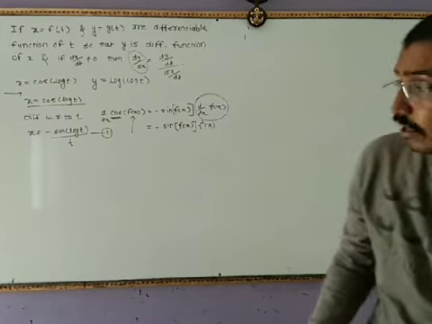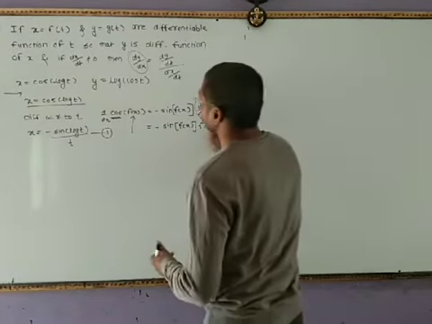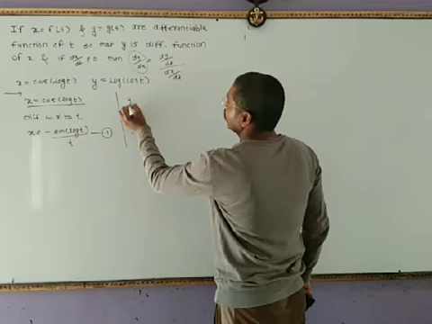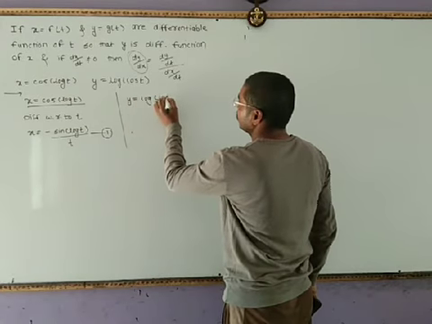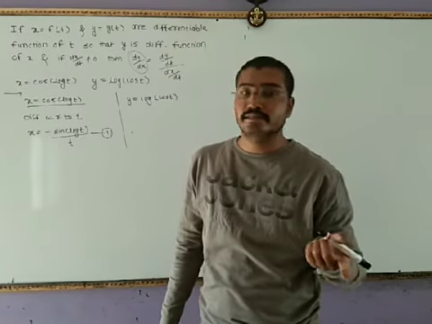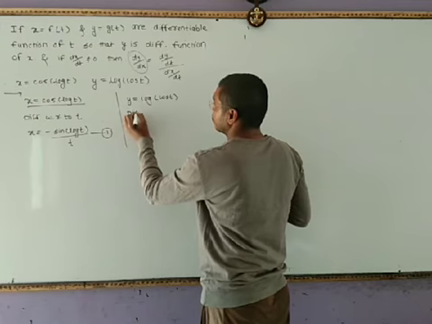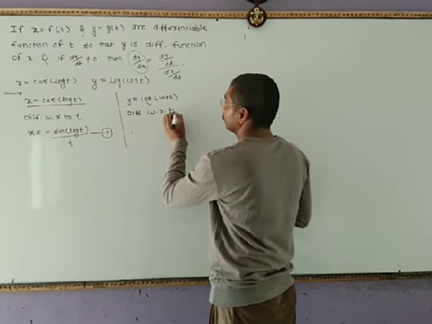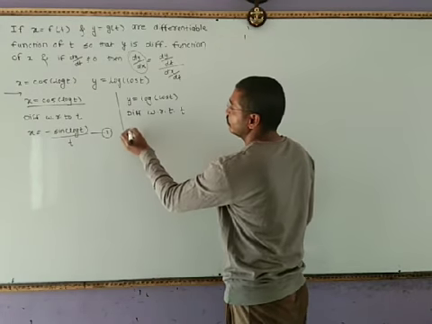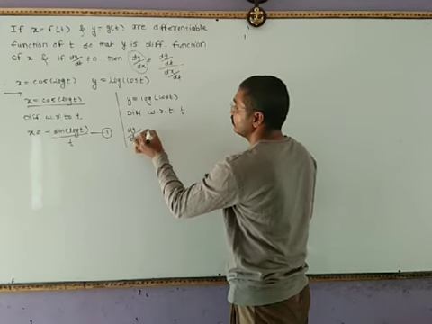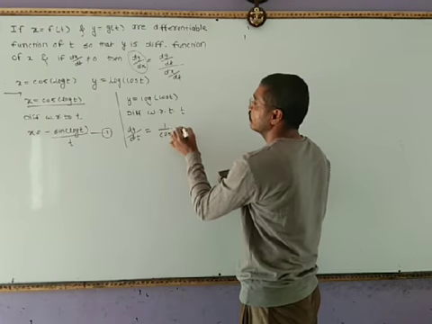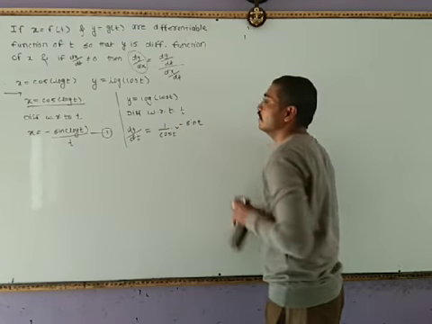Similarly, we can find the derivative of y is equal to log of cos t. The derivative of log of f of x is 1 upon f of x into f dash of x. So differentiate with respect to t. So dy by dt is equal to 1 upon cos t and the derivative of cos t is minus sin t.